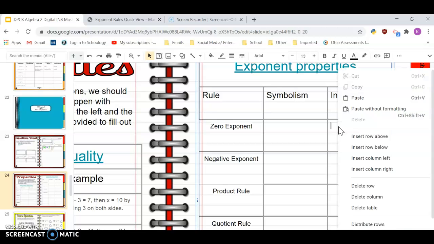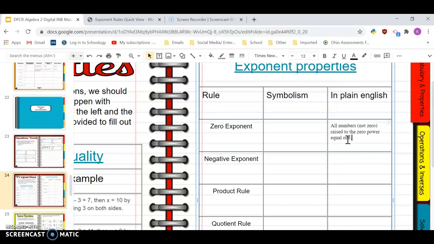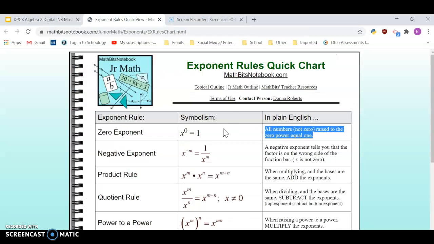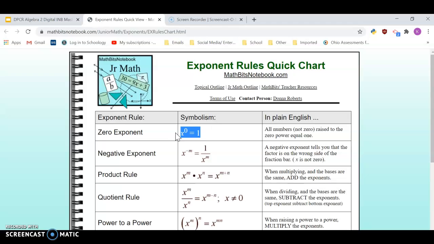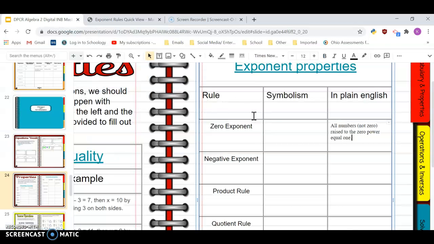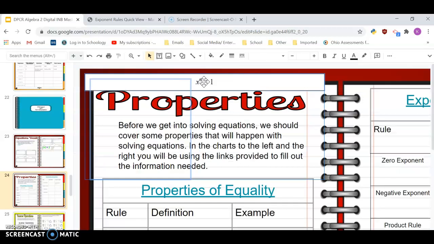So we're going to take that bit right there that was in plain English. We're going to put that right there. And then what we're going to do, we're just going to take this. Oh, let's copy that. And let's see if that'll paste over correctly. There we are.